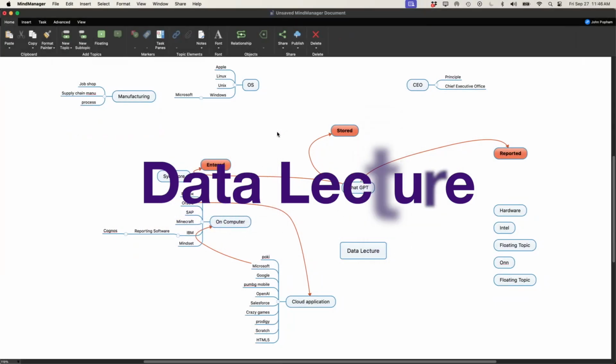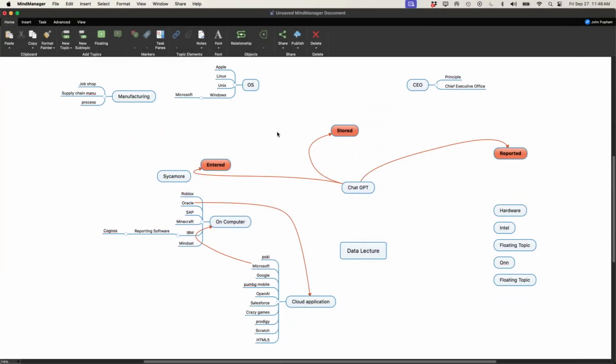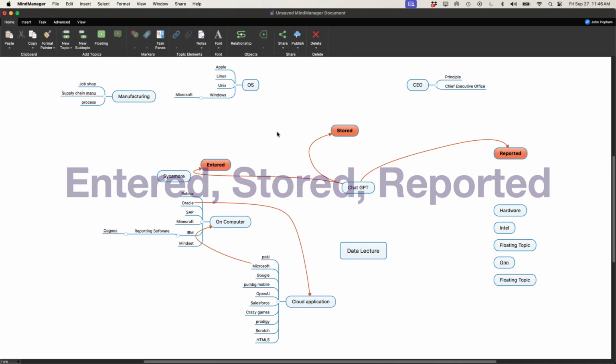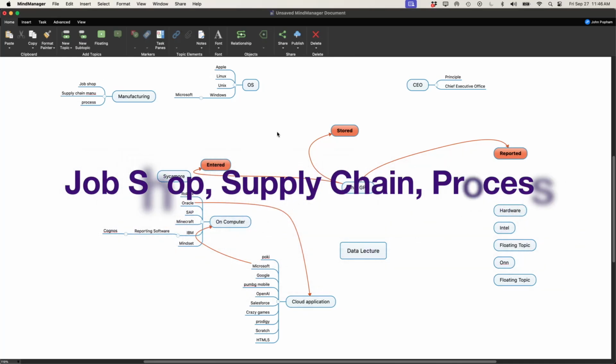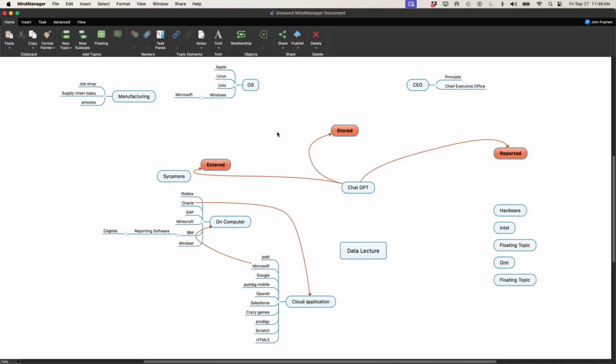For about 15 minutes, and I'm just gonna lay it out. And then what we're gonna do is I'm gonna send the video into your Google Classroom as a link, and you can watch it again, so you can make sure you understand it. The words you're gonna learn today are entered, stored, and reported, job shop, supply chain, and process. That's it. That's all you're gonna learn today. But I'm gonna tell you about them. Okay, so you're gonna understand what they mean.